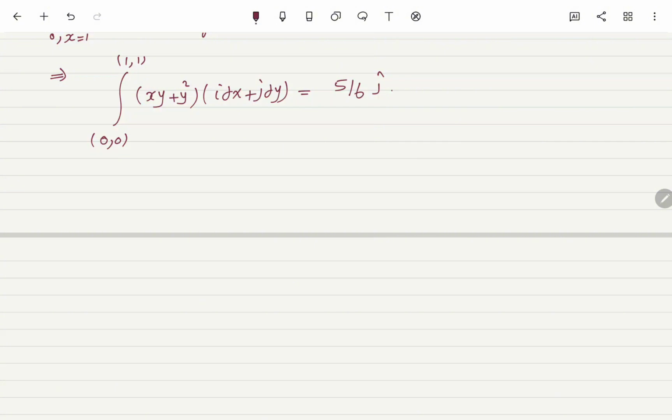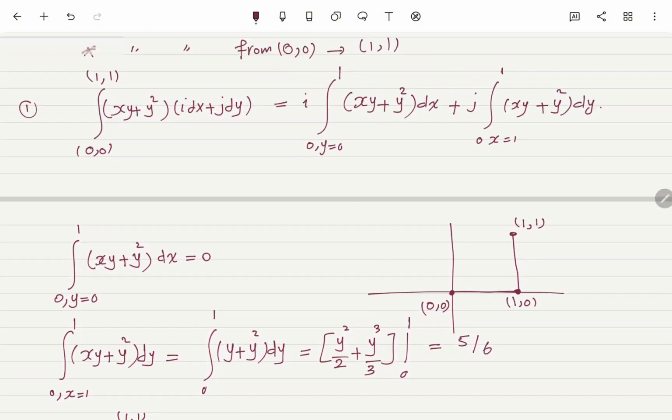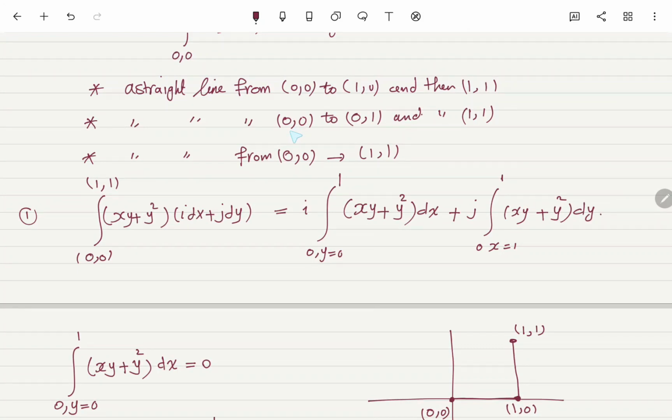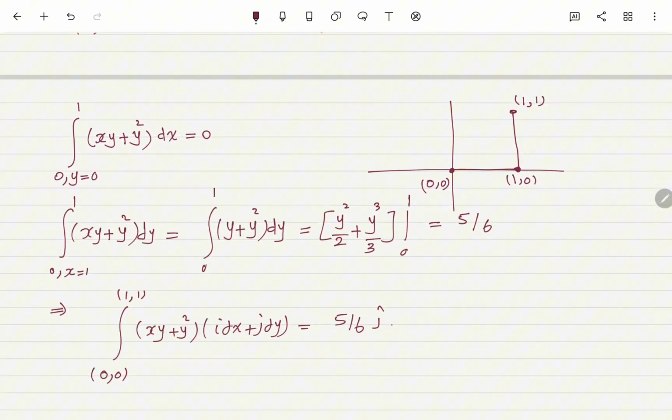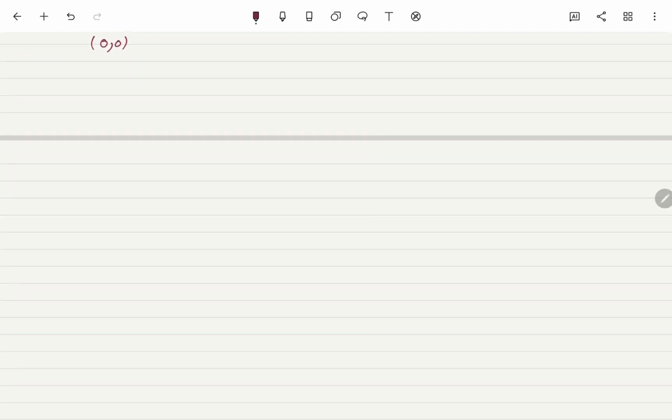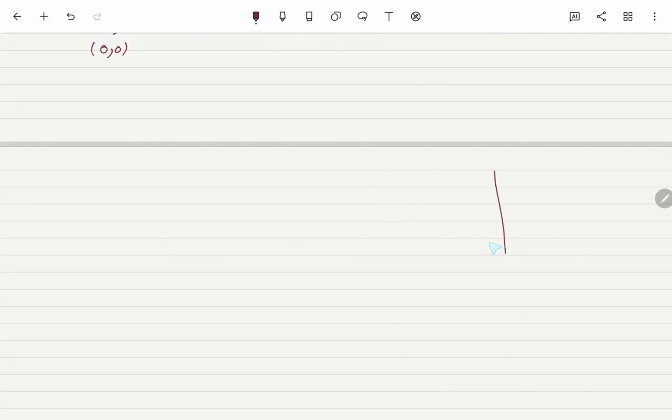Now to find the integral along the path 0 0 to 0 1 and 1 1, a quick sketch here. Here are the coordinates. This is 0 0, 0 1 and 1 1. In this case x equal to 0 and y goes to 1, 0 1 right here.